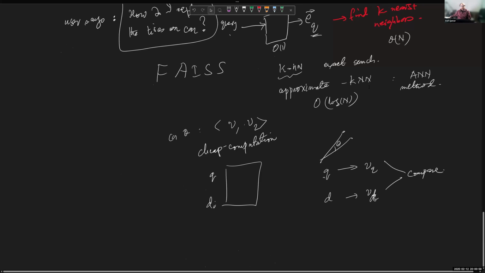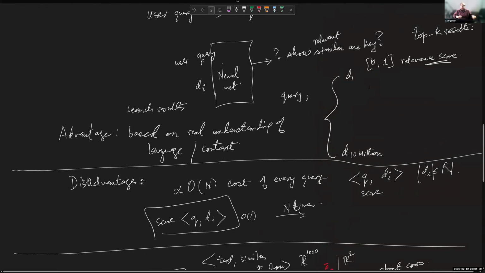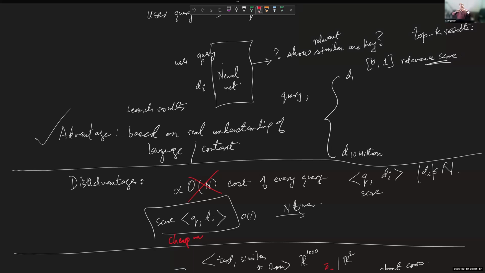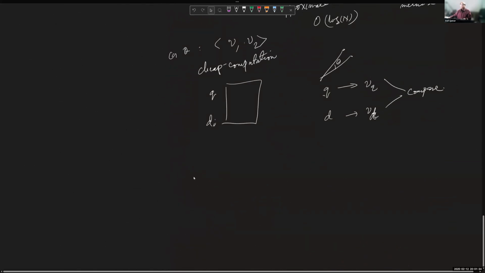So at the end of it, let's go back and look at the disadvantages. The advantages remain. It's a semantic embedding. This disadvantage goes away. It's not order n. And not only that, this is inexpensive. It's a cheap compute. Instead of firing up an entire neural network to compare a query against a document, you are just doing a dot product between two vectors, cheap compute. And thus is born what we today call semantic search.